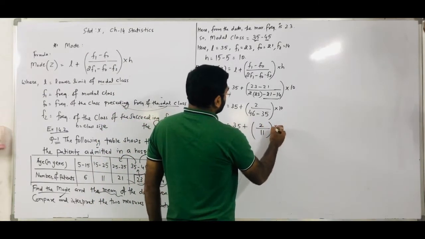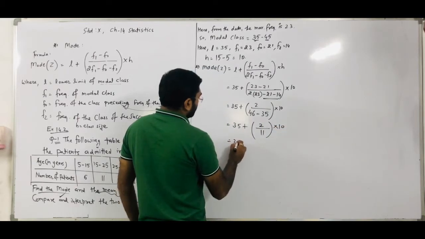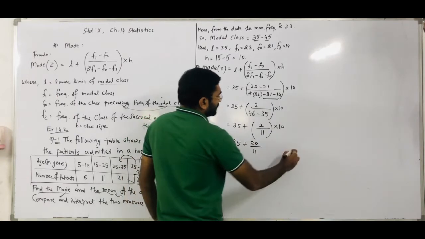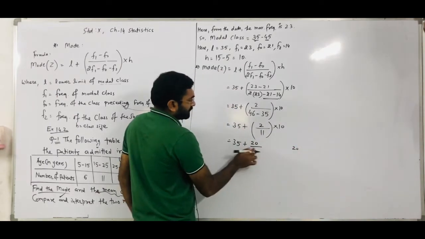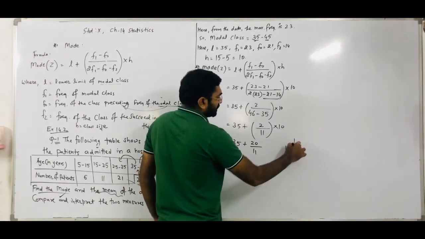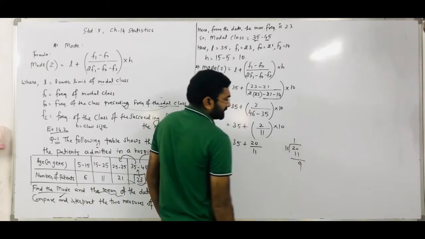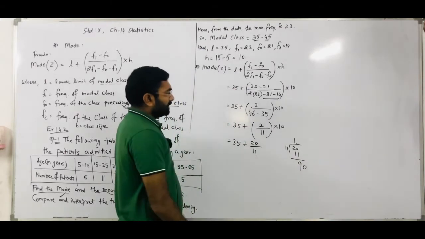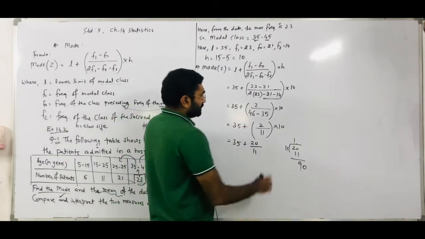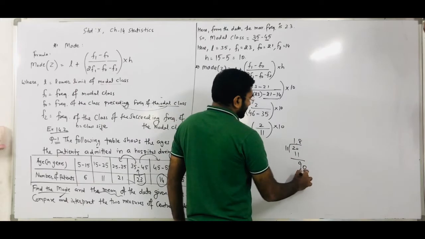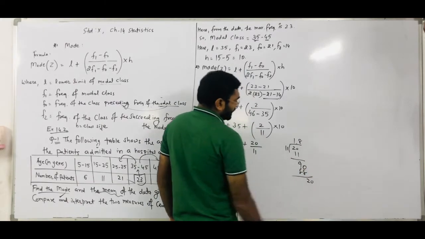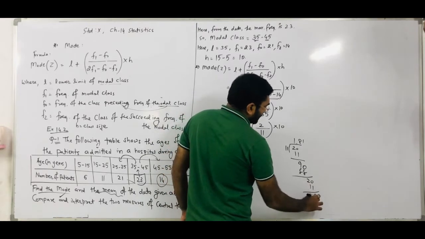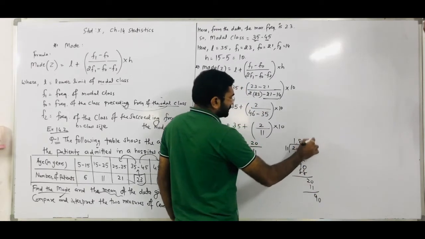Right? Into 10. So we get 35 plus 2 into 10 is 20, divided by 11. So we have to do the division. 20 divided by 11. 11 ones are 11. 9 is there. 9 is not divisible by 11, so we have to put here 0 and put a decimal point. Now 11 8s are 88. So 2 we get. 20 is there. 11 ones are 11. Right? Again we get 90. So that is one. It is continuous.